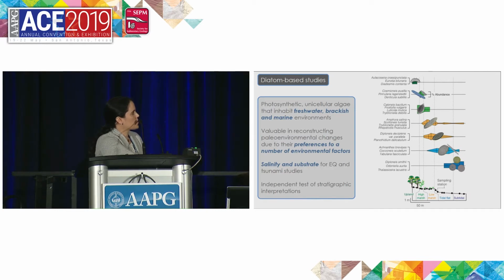And so these are really important because they can provide us with an independent test of our stratigraphic interpretations that we made from the changes in lithology that I mentioned before. So as sea level goes up or down along the coast, these diatoms are going to respond to this change in salinity, change in inundation, and over time they're incorporated into the sedimentary record and provide this paleoenvironmental record of sea level basically along the coast.